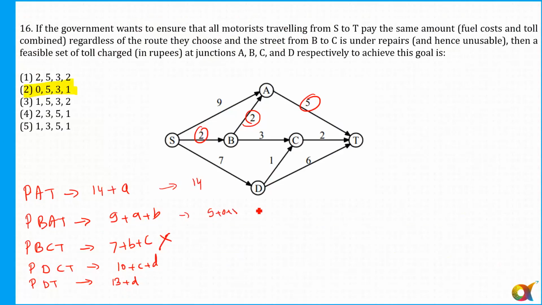So 9 plus 0 plus 5, that is also 14. Even 10 plus C plus D, with C as 2 and D as 3 plus 1, that is also equal to 14. So the traffic will be distributed equally.